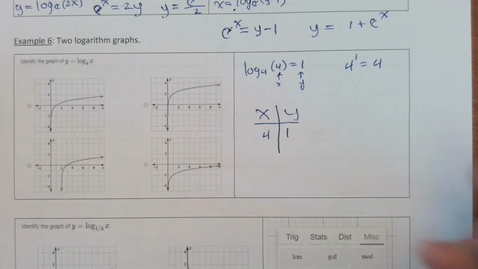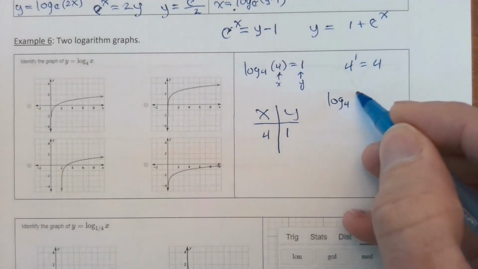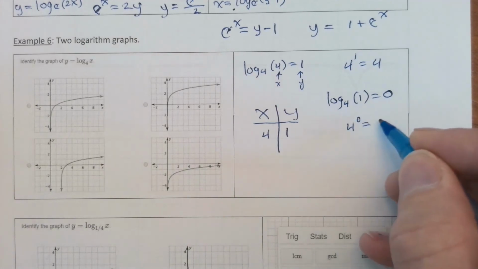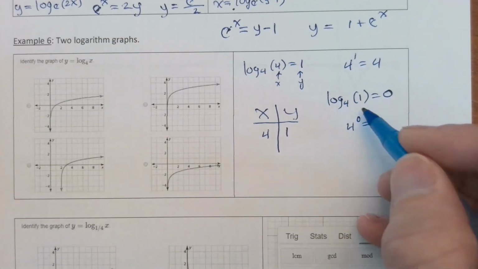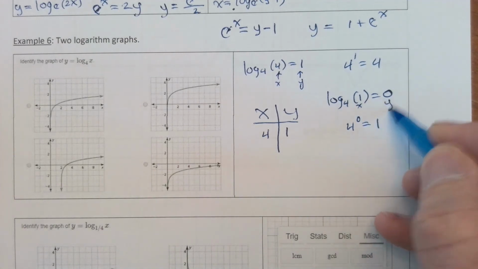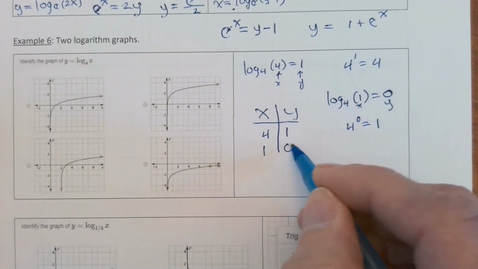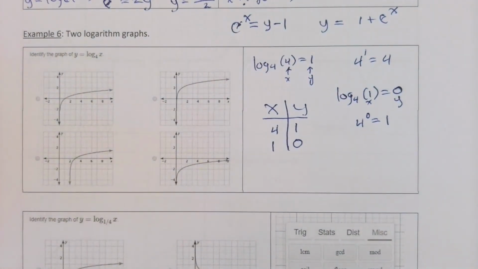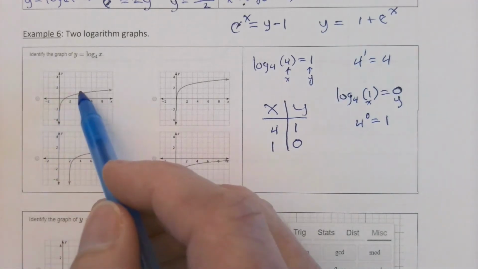Here's an even easier one. The base 4 log of 1 is equal to 0, because 4 to the 0 power equals 1. So when x is 1, y is 0. Almost every log graph has the point 1, 0 on it. Now this is supposed to help you pick the correct answer off this page. Looks to me like only one of these goes through the point 1, 0. And you'll notice that it also goes through the point 4, 1. So I'd pick this one.